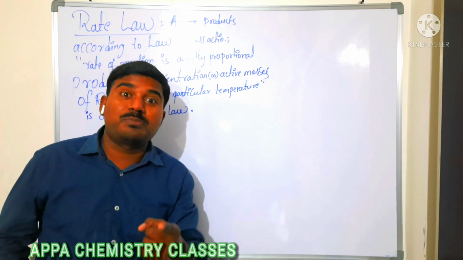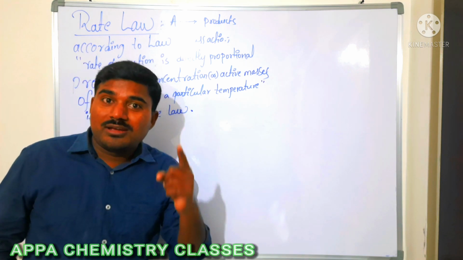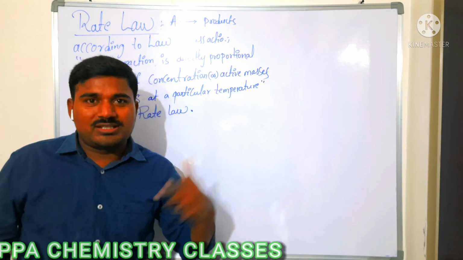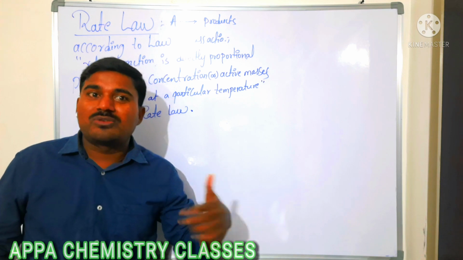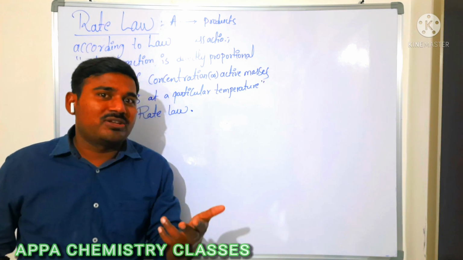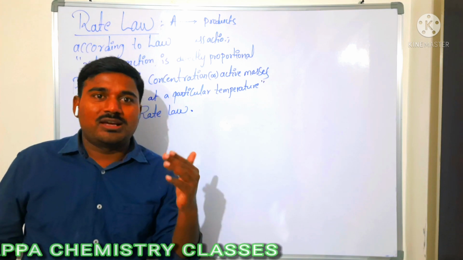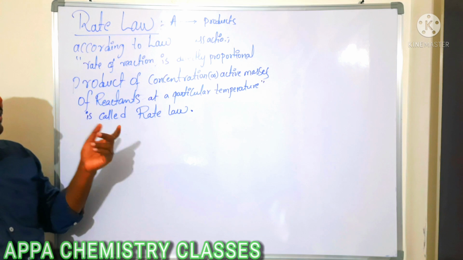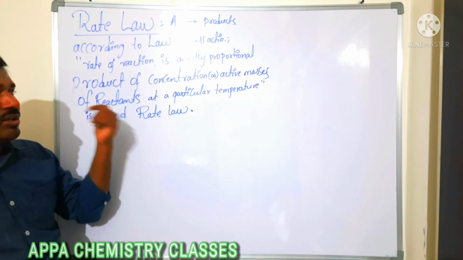Why do we have to mention a particular temperature? Because rate changes with temperature. We know that as temperature increases, the number of collisions increases. For every 10 degrees rise in temperature, the rate constant or specific rate doubles or triples. That we had discussed already, so if you watch video number 2, then you will understand.